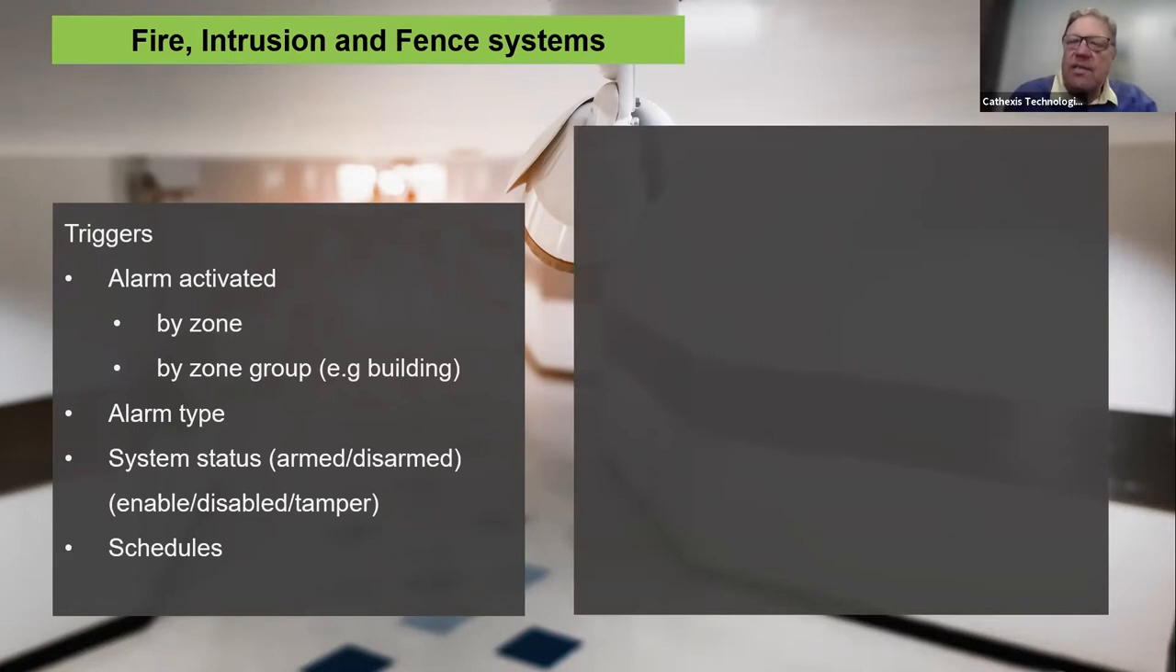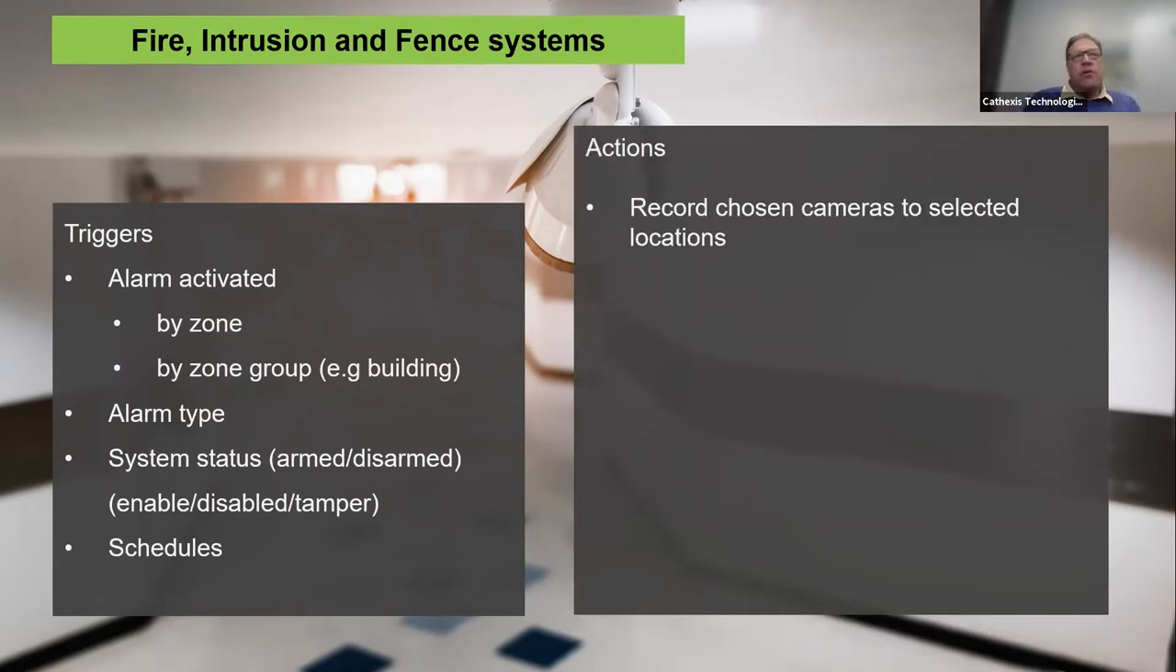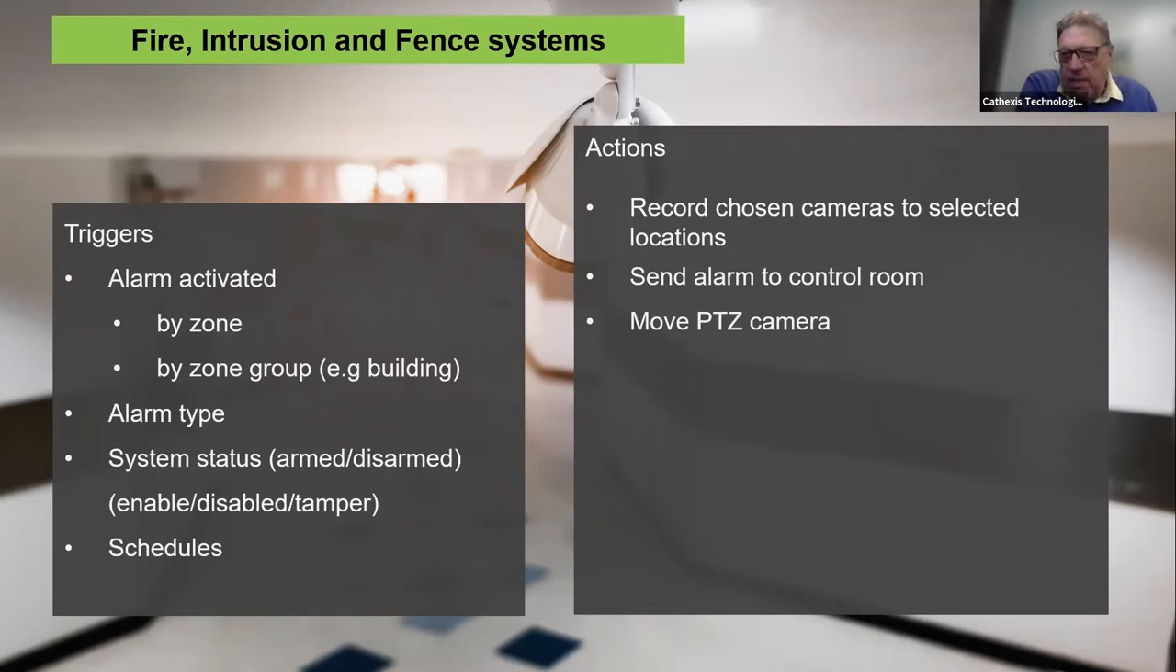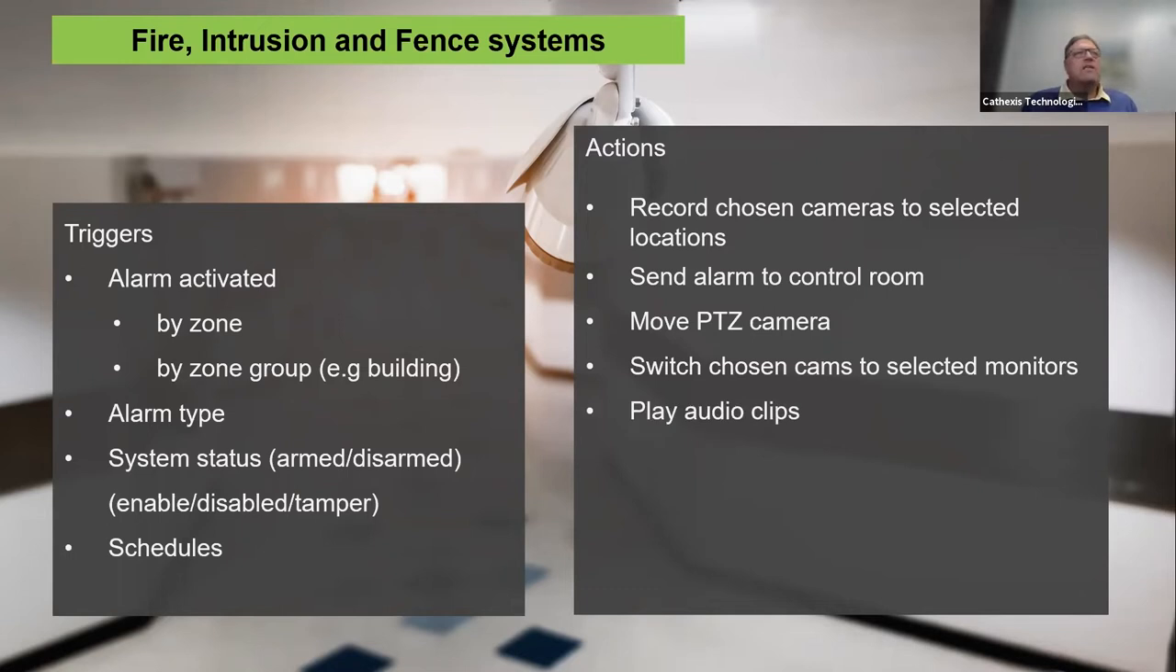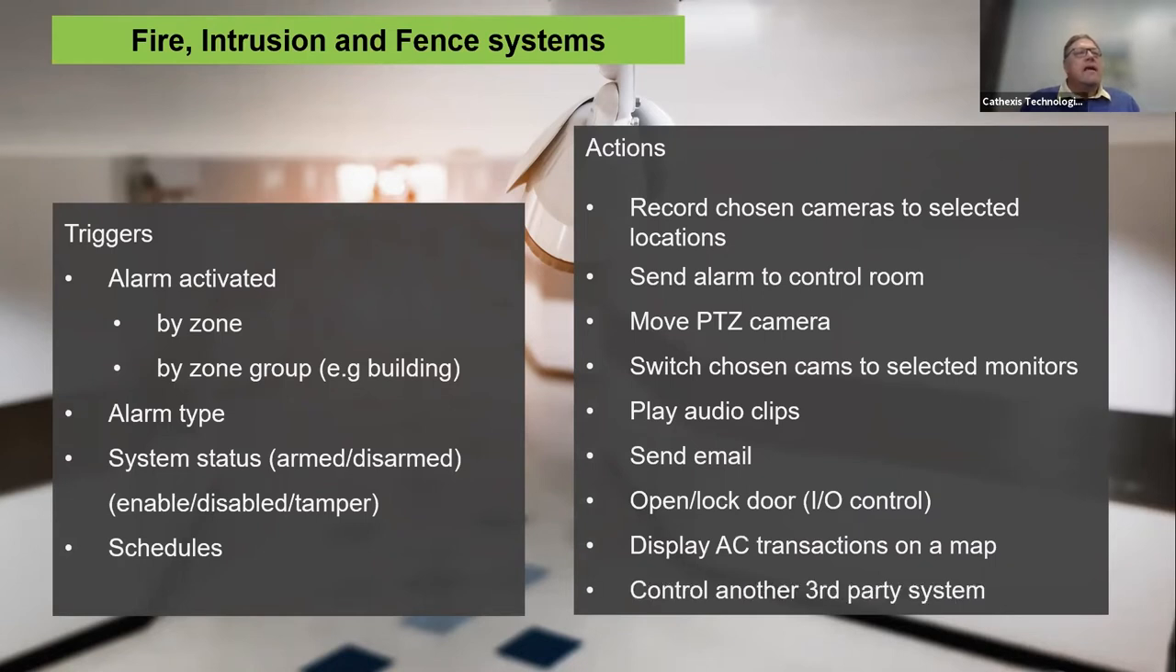And then the actions that you can take are quite similar. You can record your cameras. You can send alarms to a control room. You can move a PTZ camera. That's quite a powerful feature, specifically for fire. You might want to zoom in on an area in that particular zone so you can really see what's going on with that fire. You want to switch cameras to monitors. You want to play audio clips, send emails. Again, open doors and control third-party systems. So you'll notice as I run through these integrations that the actions we can take are quite similar, but there are some slight variants depending on the integration that we do.